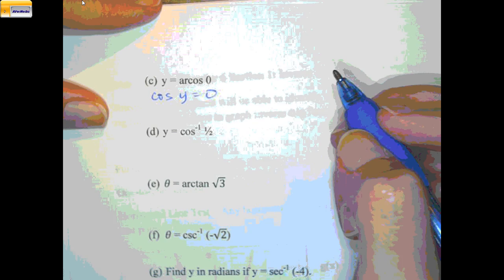At the top, y equals arc cosine of 0. It means cosine of what angle is 0? When is cosine 0? Pi over 2. And remember, cosine has to be in the first and second quadrant, so we're good. Next one.